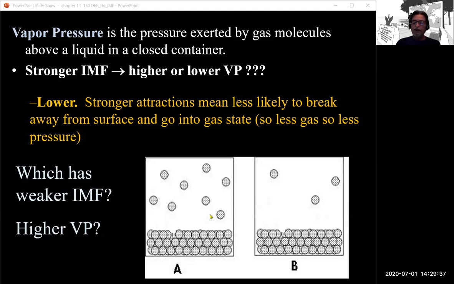So this diagram shows it. Which has the weaker IMF? Well, A would have the weaker IMF. Why? Because there are more molecules in the gas phase. You can see more molecules up there in the gas phase. A would also have the higher vapor pressure because we have more gas molecules compared to B. You see how that works? And so if you have a lot of vapor pressure, then that compound, whatever it is, has very weak IMF interactions.